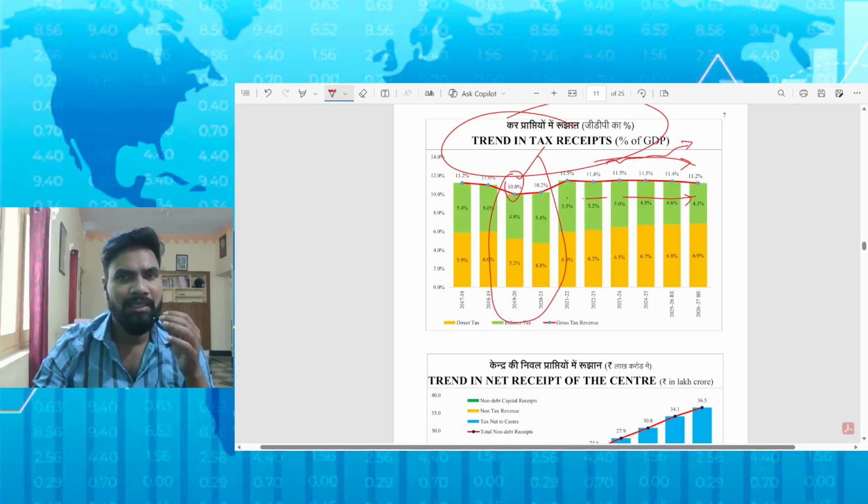Unfortunately, it's less in our country, roughly hovering around a little bit more than 11%. And unfortunately, it is in the declining trend, which is not a good sign for the country. Ideally, countries will be collecting tax as a percent of GDP between 15 and 20. Some countries are actually collecting more than 20% of GDP as taxes. You see why the tax collection has to improve as a percentage of GDP. Then only you can spend that money on social welfare.